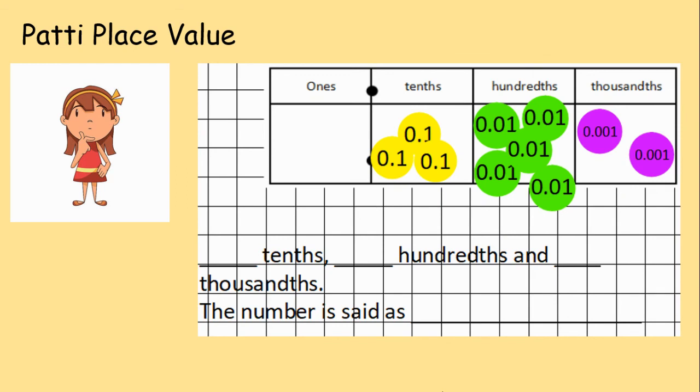Brilliant work. I can see that there are 3 tenths, 5 hundredths, and 2 thousandths. There are no ones, so my answer would be said as 0.352. I need to represent the 0 in the ones column. Well done if you managed to get that answer.